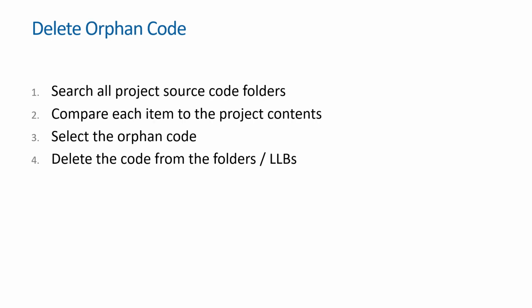There are 4 steps to removing orphan code. 1. Search all project folders. 2. Compare each item to the project contents. 3. Select the orphan code. 4. Delete the code from folders, possibly from LLBs.